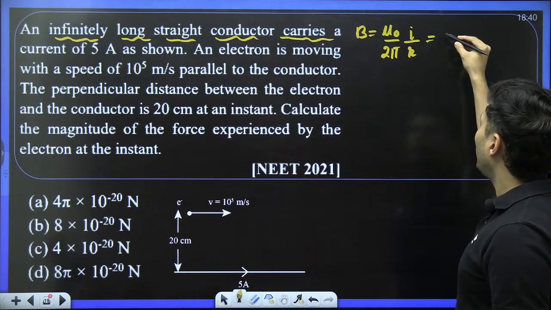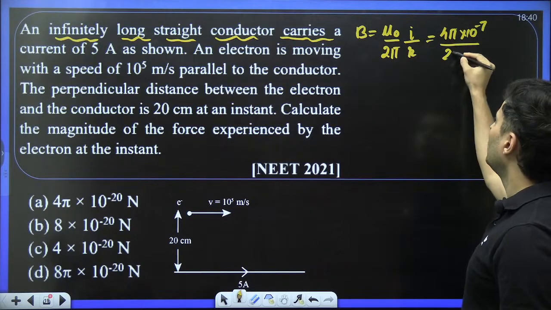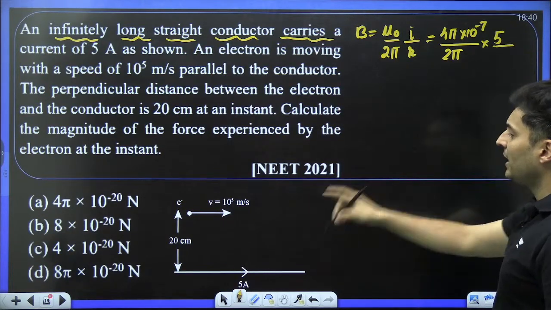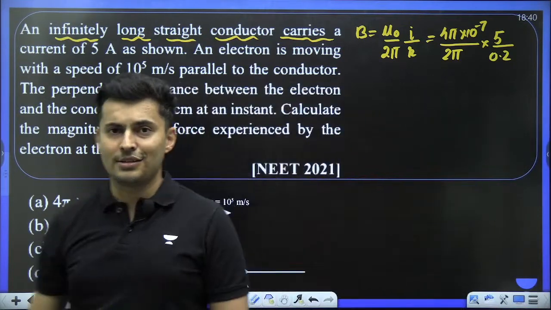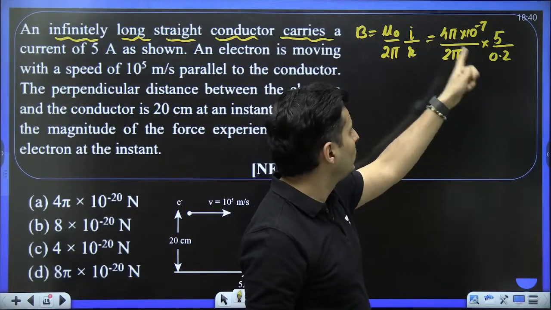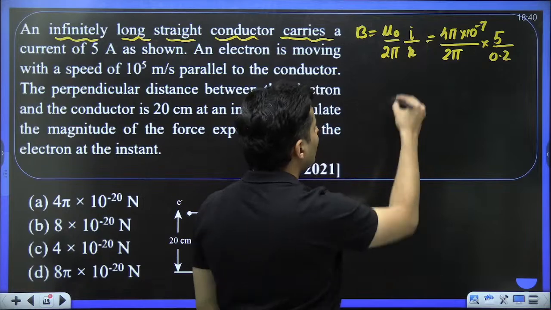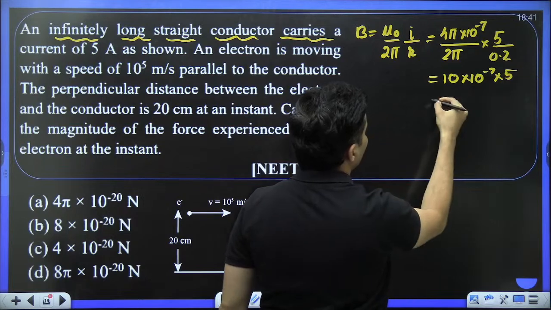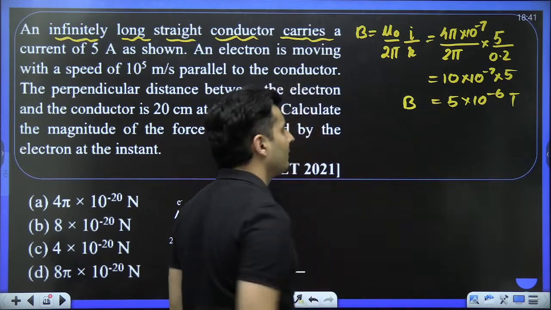So mu naught by 2 pi, I can write it as 4 pi into 10 to the power minus 7, that's the value of mu naught, divided by 2 pi into current, which is 5 amperes, divided by the distance, which is 0.2 meters. 4 pi by 2 pi is 2. 2 and 0.2 cancel and they will give you 10. So that will be nothing but 10 into 10 to the power minus 7 into 5. So that is 5 into 10 to the power minus 6 Teslas. So that is the magnetic field.